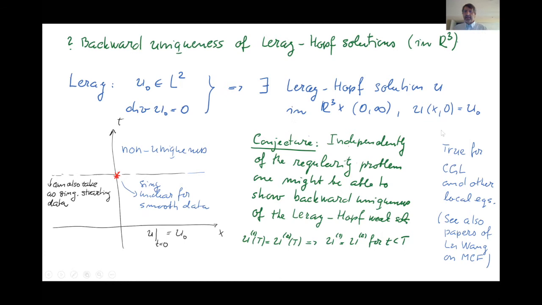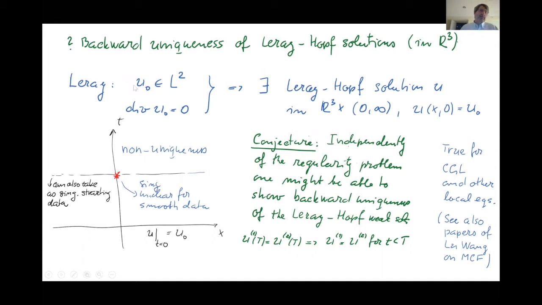There is an interesting thing which comes up with this backward uniqueness stuff, an intriguing possibility about Leray-Hopf solutions. So the Leray-Hopf solution, or maybe I should say the suitable Leray-Hopf solution, in three dimensions, is currently the best solution we can construct for Navier-Stokes.